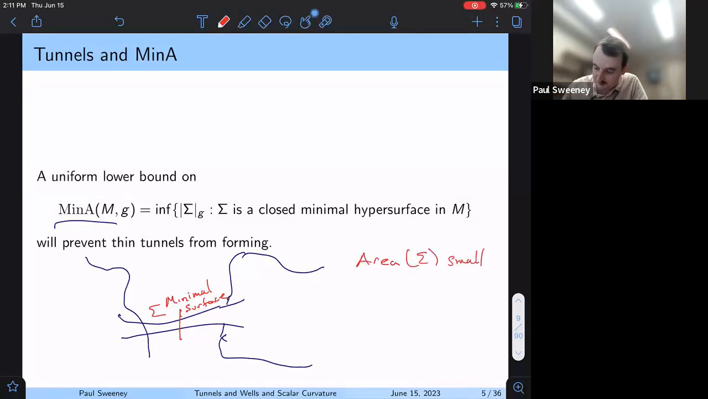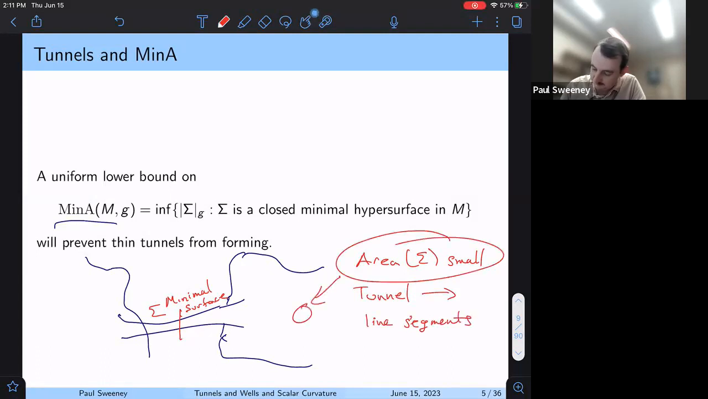And in all those examples above, we're taking tunnels and we're shrinking them to like line segments, in a sense. And so we see that this area will go to 0. This area here goes to 0. And so requiring a uniform lower bound on this min A will prevent tunnels from appearing. At least this seems hopeful in 3 dimensions. At least pathologies won't happen.